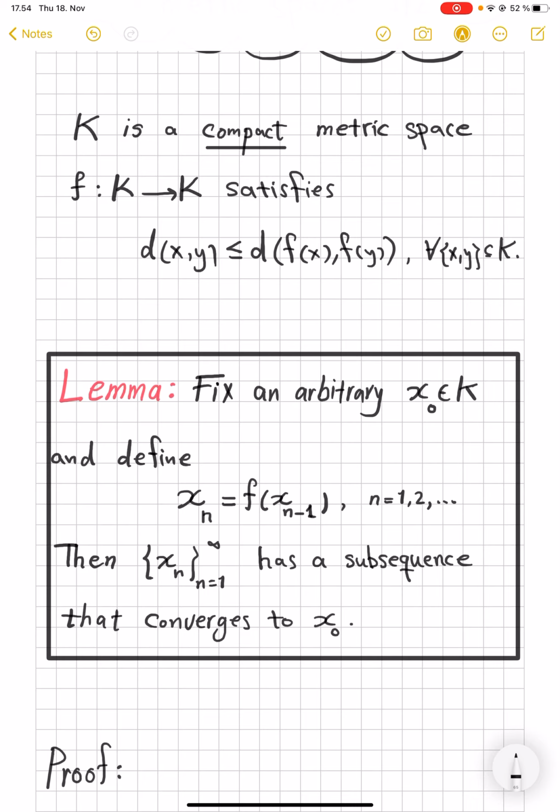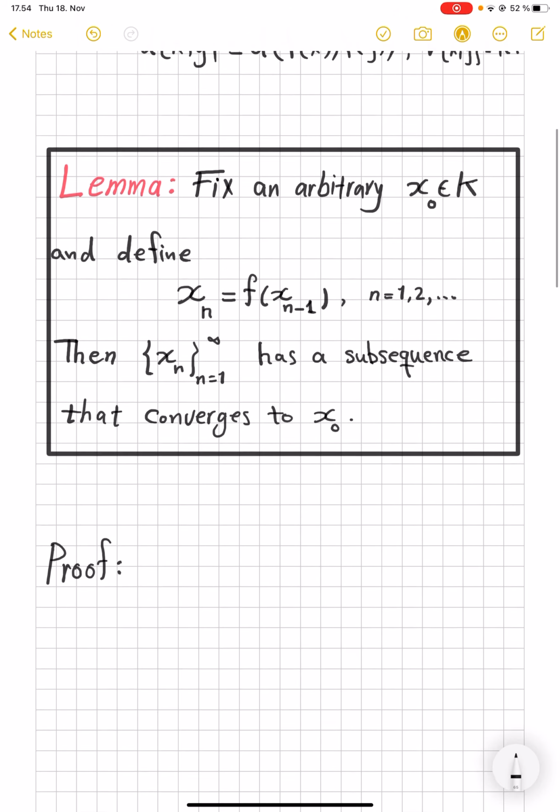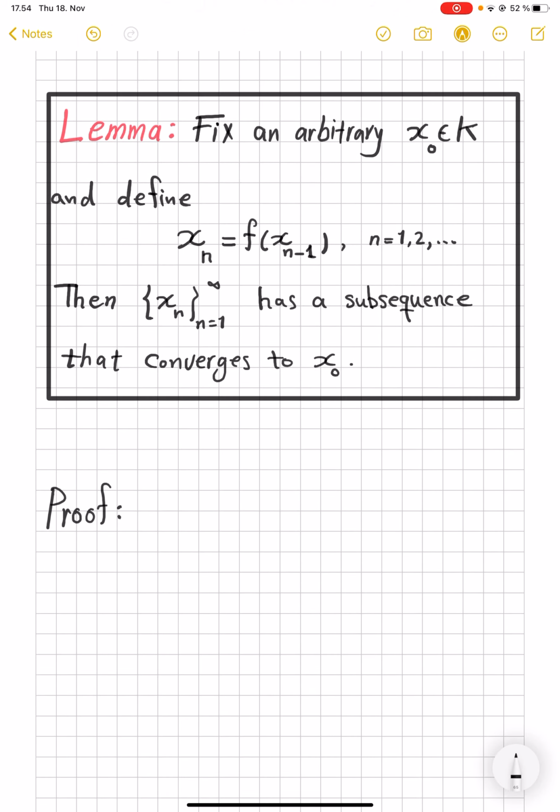Okay, now that you've thought a little bit about it and found out that it's quite surprising, let's get to the proof. The proof depends on the correct translation of what it means for a sequence to not have a subsequence that converges to x0. And that translation is coming up right now.